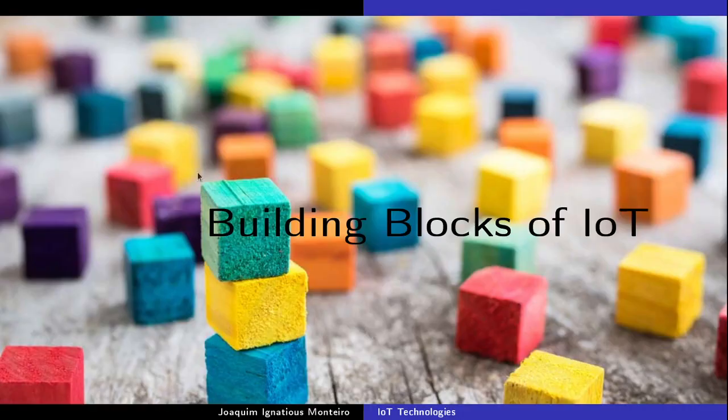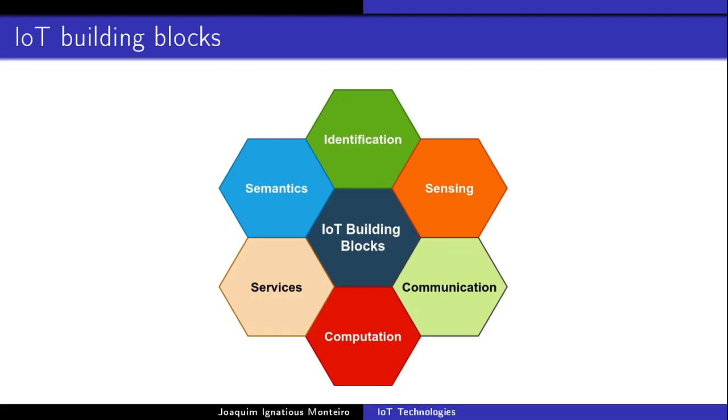So we go to the next step. You see the slide on building blocks of Internet of Things. We'll just go through it very fast. There is a formal structure with seven distinct components. So the key here is identification.